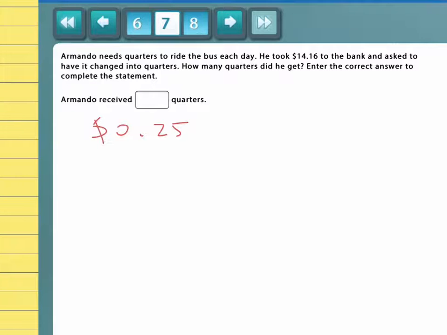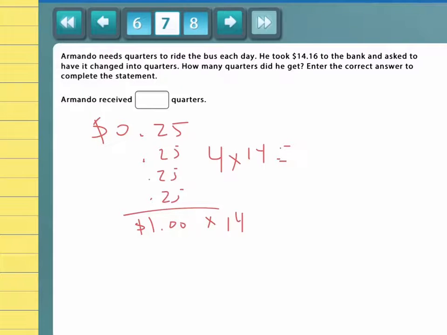$14.16? Well, I know that 25 cents and 25 cents and 25 cents and 25 cents is going to equal $1. So for every dollar, there are 4 quarters. So I'm going to multiply that times 14 here. So there's 4 times 14 equals what? 4 times 14 equals 56. So he should be able to get 56 quarters. So that's my using the inverse strategy, just adding on 25, 14 times.